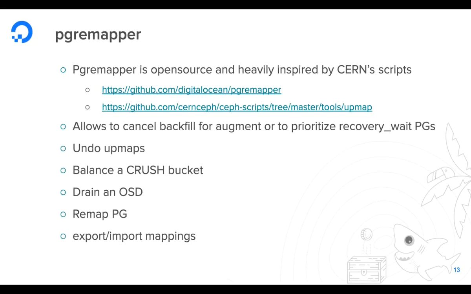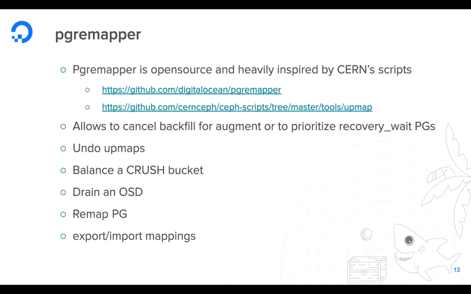In terms of ability, pgremapper allows you to cancel backfill for augment, like I just described, or prioritize recovery weight PGs. We also use it in block. We still have a bunch of file store block clusters, well, mostly file store. It's mixed now. And so when we recreate a new OSD, there is flapping going on. So we can recreate the OSD, cancel its backfills because the cluster goes back to active plus clean, and then do it like 10 at a time to not prevent recovery from happening in another part of the system.